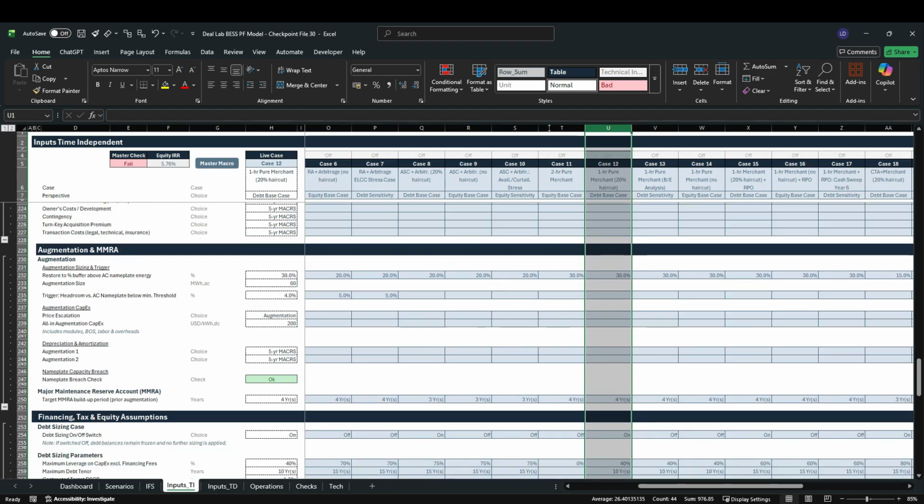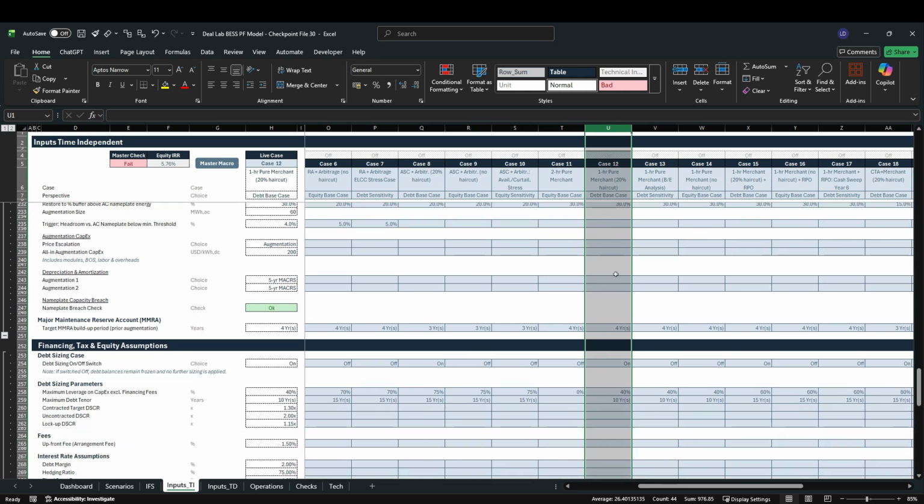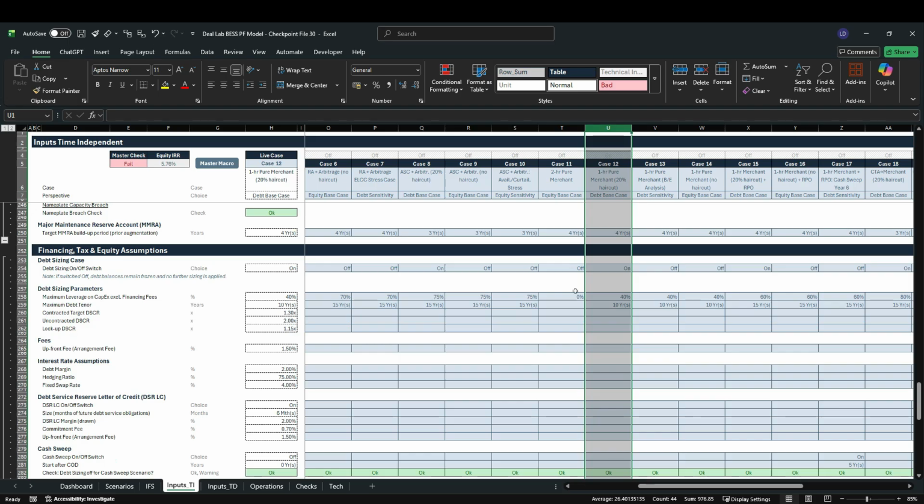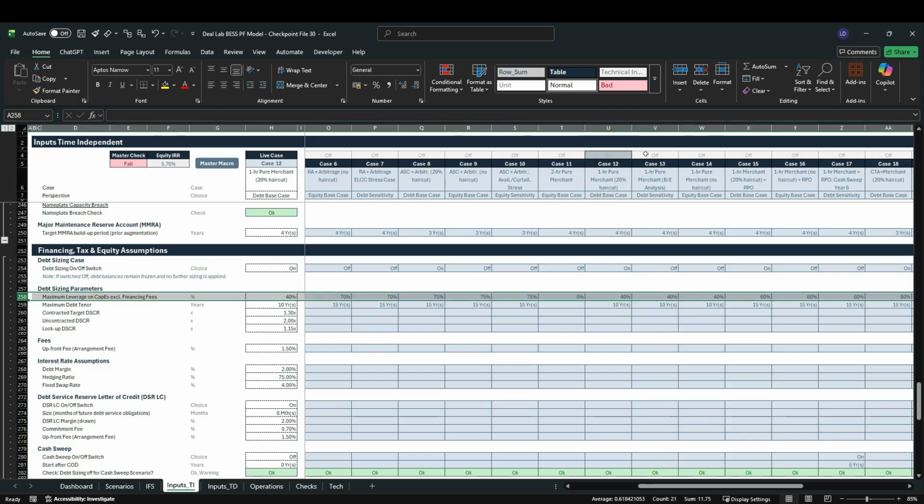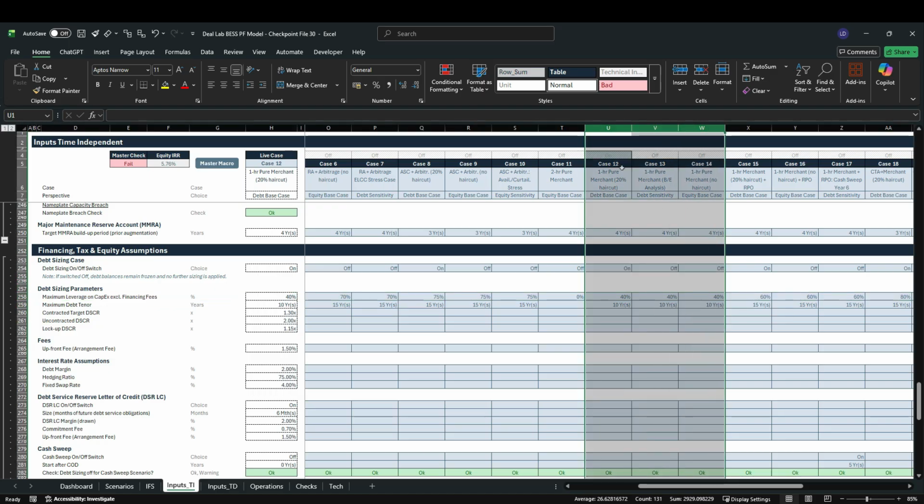And similar to our case 11, we have a significant portion of our cash flows that will be required for our 30% augmentation. And then this is also an input that we have from our information memorandum. The maximum leverage that lenders are willing to give in our fully merchant cases, 12 to 14, is 40% leverage and a maximum of 10 years debt tenor. So you can see this is a much more conservative assumption than our fully contracted or partially contracted cases.